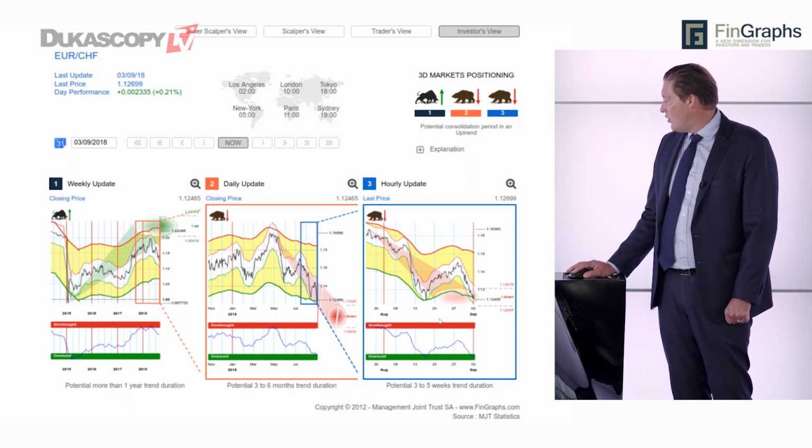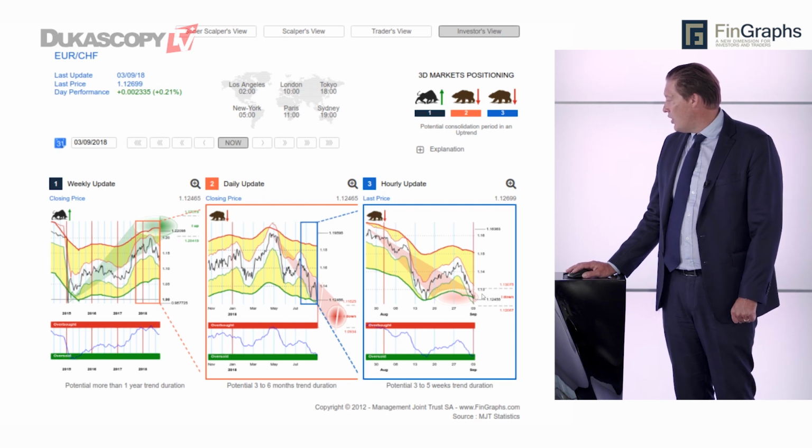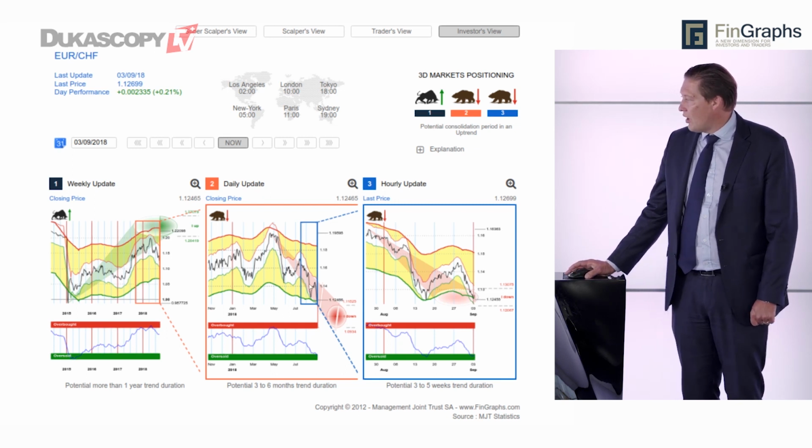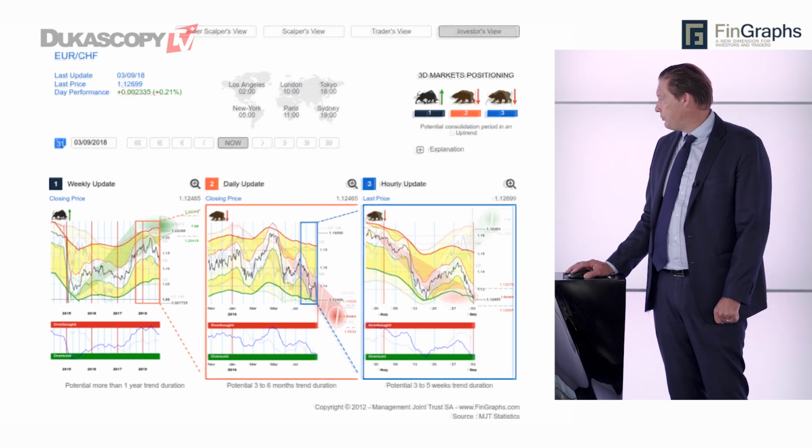On the hourly, we have also started a downtrend and are quite oversold. We would expect a slight bounce over the next few days, perhaps a couple of weeks, but again, we believe that the downtrend on the daily is going to prevail.